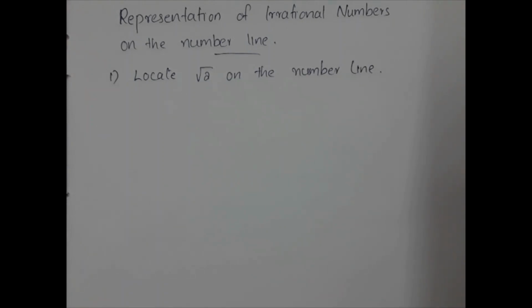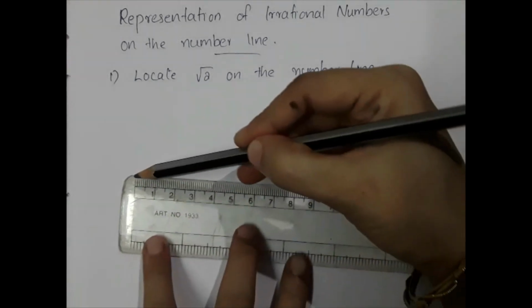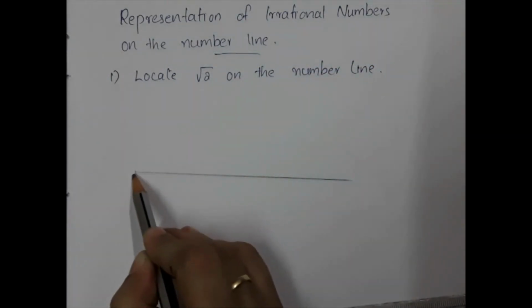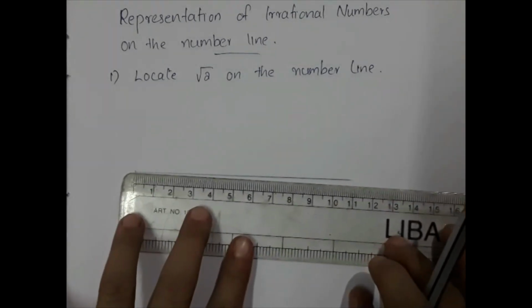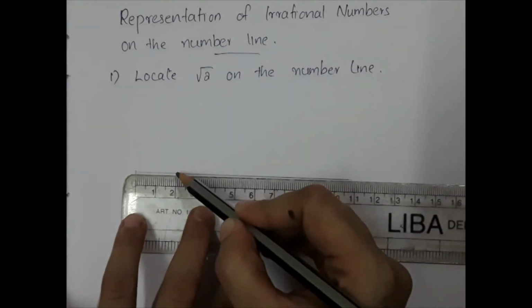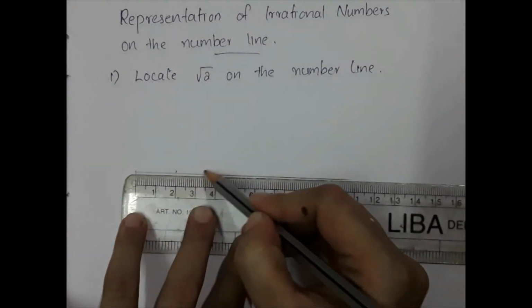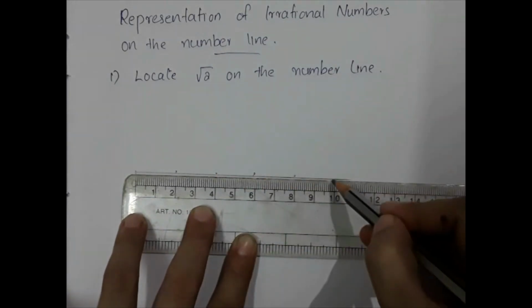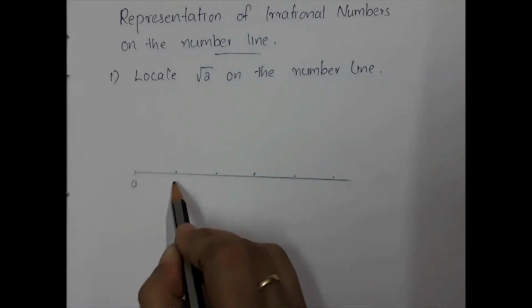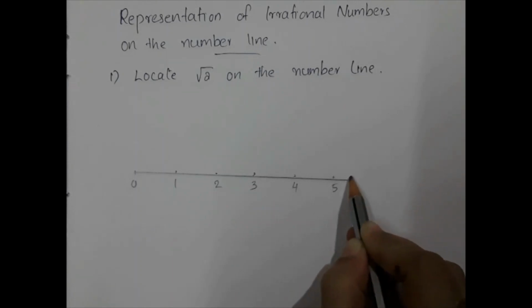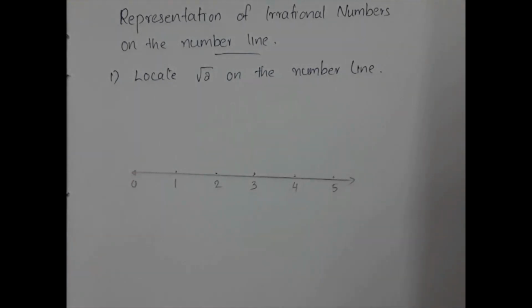First, you have to draw a number line and mark that as 0. If you take 1 centimeter as 1 unit, that will be a little bit small, so it is better to take 2 centimeters as 1 unit: 2, then 4, then 6, then 8, then 10. Likewise, mark this as 1, 2, 3, 4, 5. This is our number line. Then you have to locate root 2 on the number line.